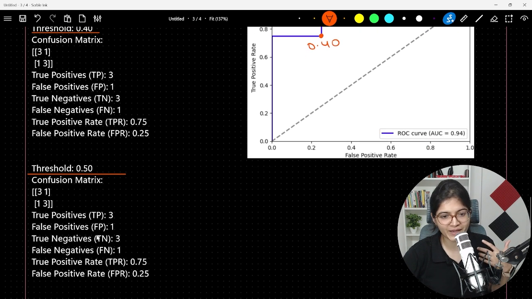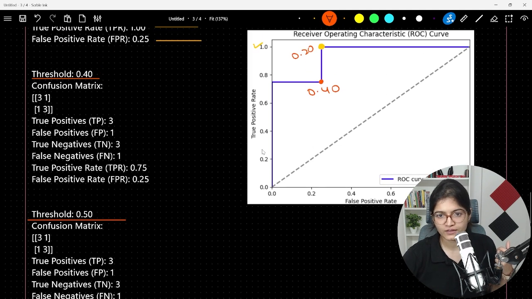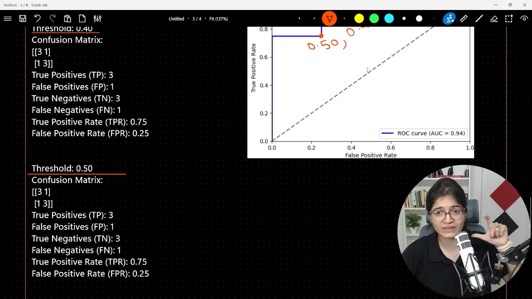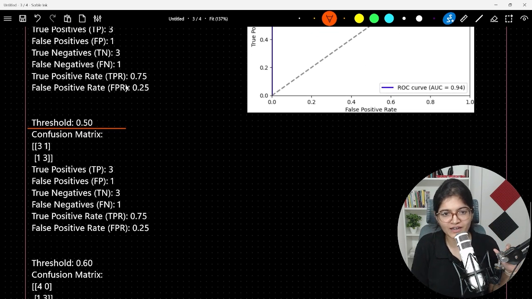What is the value of TPR and FPR? Again, the values will change. The confusion matrix values, your value of TPR and FPR will change. And you can see the TPR value comes out to be 0.75, FPR value is 0.25. So I feel this is the value for 0.50 if I'm not wrong. Both of the thresholds 0.40 and 0.50 lie on the same point, because both of them have the same value of TPR and FPR, which is 0.75 and 0.25.